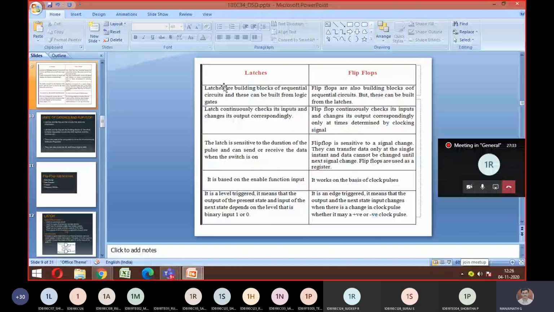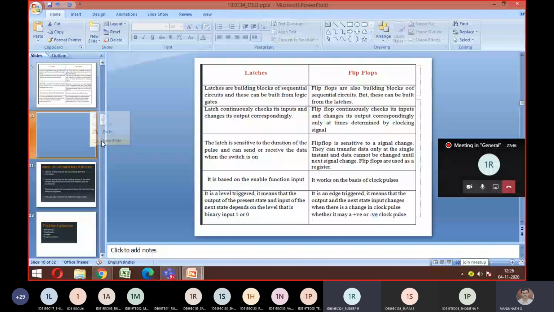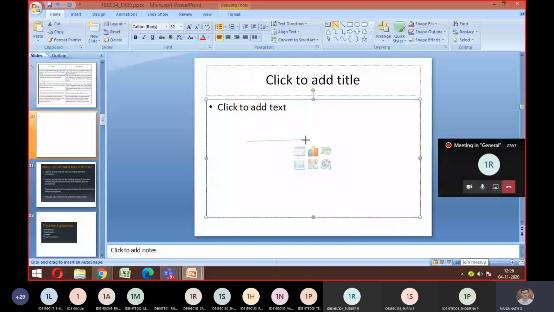Just check out what I'm writing. Is it visible? I'll just change the color. Level means one complete cycle, from positive to negative, either 0 or 1. I can tell the level, either I am in level 0 or in level 1. If I say 0, it is like this. If I say 1, it is like this. A complete level, whether it's 0 or 1.